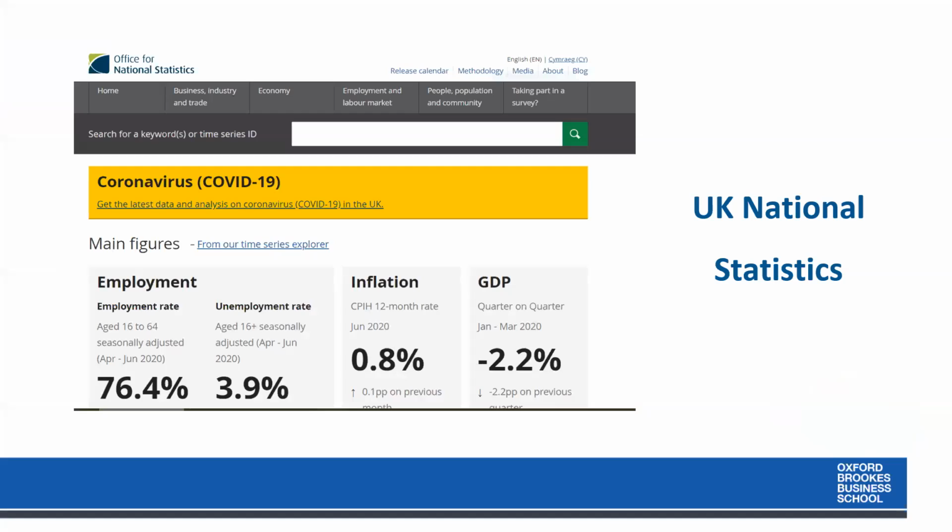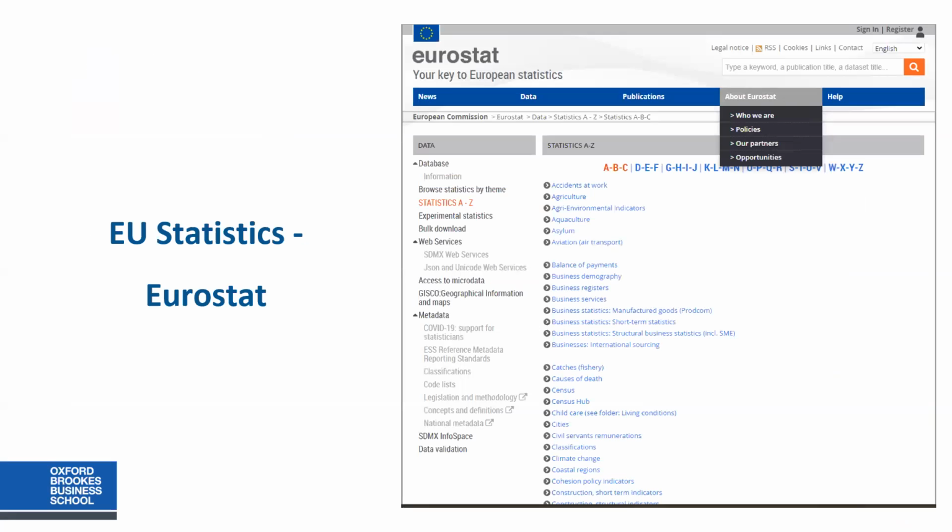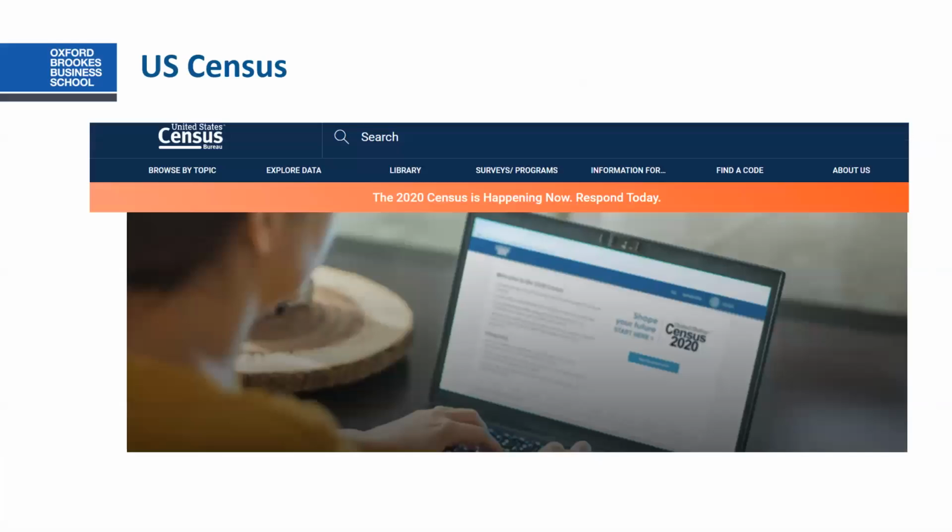So, for example, this is one of the examples of the websites. So this is the UK National Statistics, which offers official statistics on businesses, industry, employment, labor market, and people and population in the UK. Another example is the EU statistics, Eurostat, and this website provides statistics and data on Europe in many subjects or many aspects, as you can see in their long list of categories.